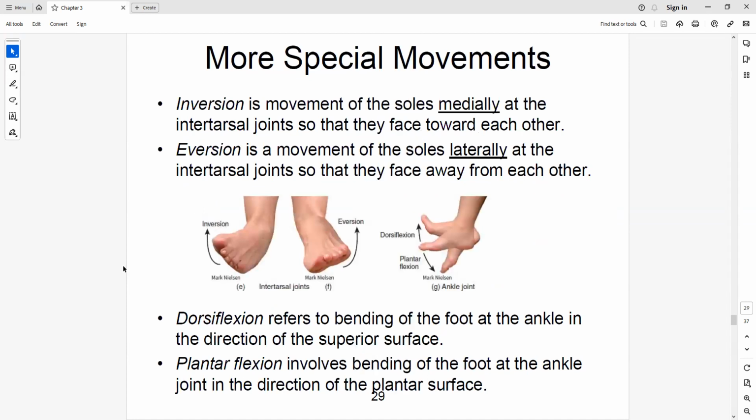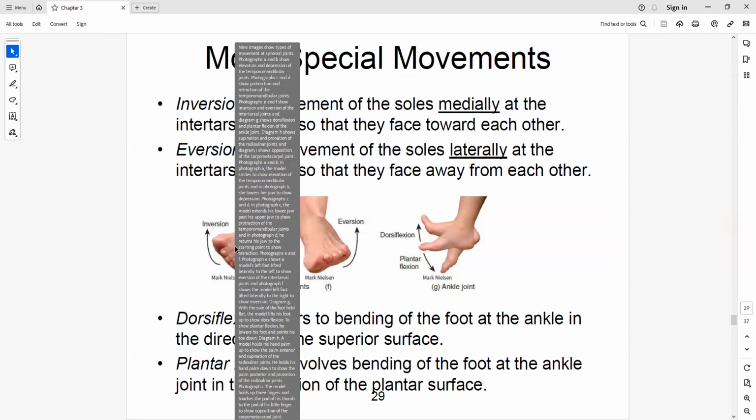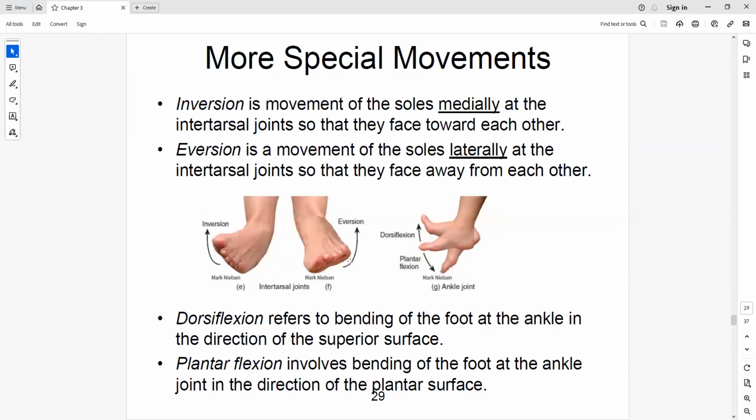We also have special movements of the foot. This is a great example of inversion and eversion. So when you walk at the edge of your foot, you are moving the bottom of your feet medially, and then you carry out inversion. The eversion is the opposite movement. The edge of your foot is moving laterally, so the bottom of your feet is facing laterally.